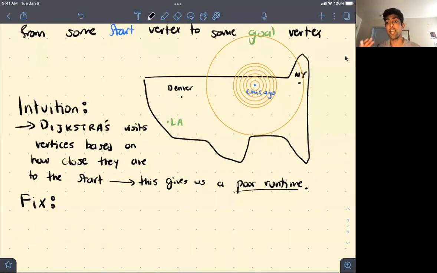One thing I want to emphasize before we start talking about solutions is that Dijkstra's algorithm will work, okay? The problem with Dijkstra's is that the runtime of finding the shortest path from Chicago to LA will be really, really slow, because we're unnecessarily visiting places like New York that wouldn't possibly be on the shortest path, right?